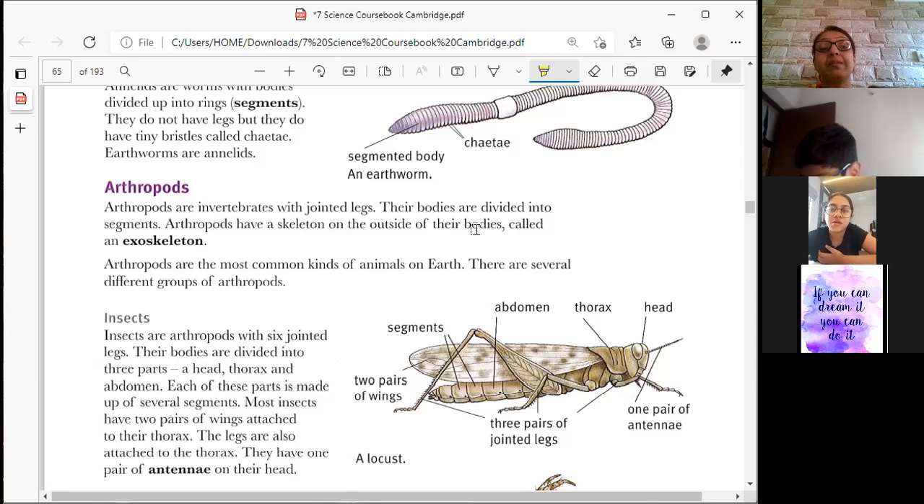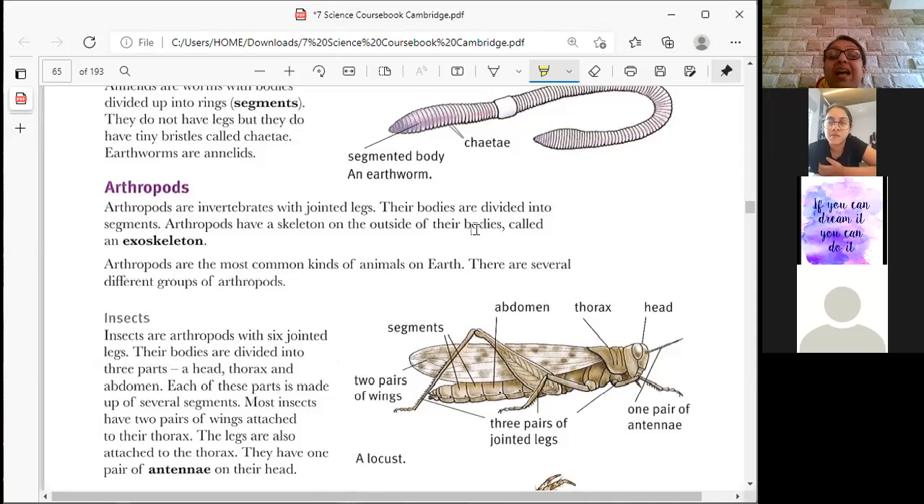Do you understand? Arthropods have a skeleton on the outside of their body, and because it is outside, it is called exoskeleton. Arthropods are the most common kinds of animals on earth. There are several different groups of arthropods. Now we are going to learn the subdivision of arthropods. Are you getting me?